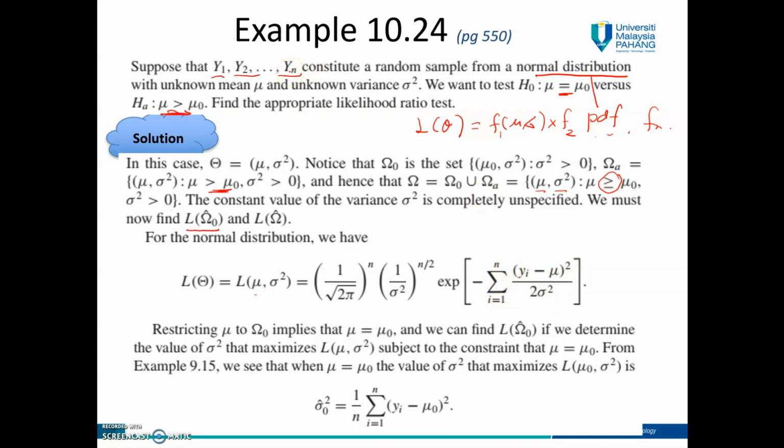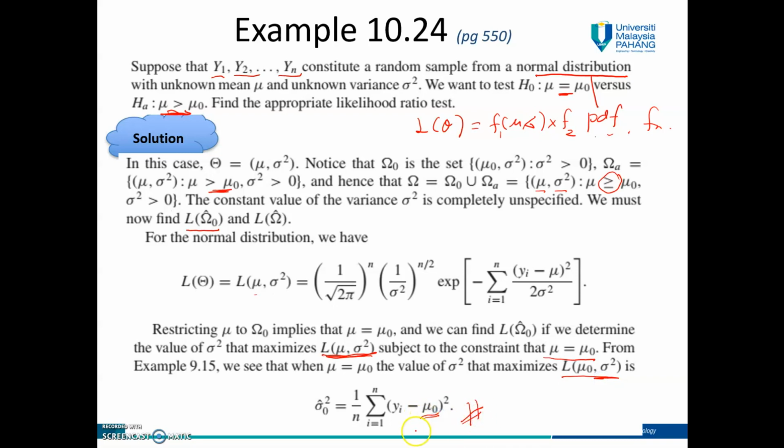So then, restricting mu to omega naught implies mu equal to mu naught. We can find the maximum likelihood function for omega naught hat if we determine the value of sigma square that maximizes the likelihood function, subject to the constraint that mu equal to mu naught. I'll show it here. If you remember from example 9.15, when mu equal to mu naught, the value of sigma square that maximizes the likelihood function is this one.